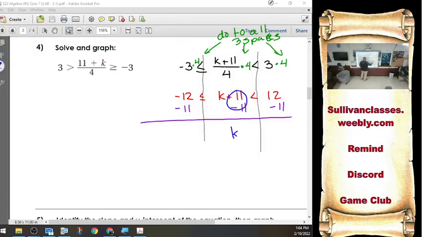Cancel out, I have just K. You owe me $12, I'm dumb enough to let you borrow another 11. 23. You owe me 23. I have $12, I let you borrow 11. Wait, I'm down to 1.